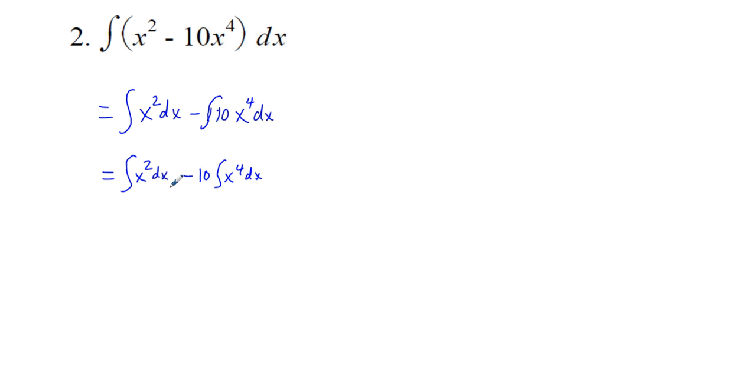And now we're going to apply the power rule here. The moment we apply that power rule and remove these integral symbols, we're going to have at the end of our answer a plus c. So that's going to be a given. So we're going to have x to the 2 plus 1, which is 3, divided by 3.